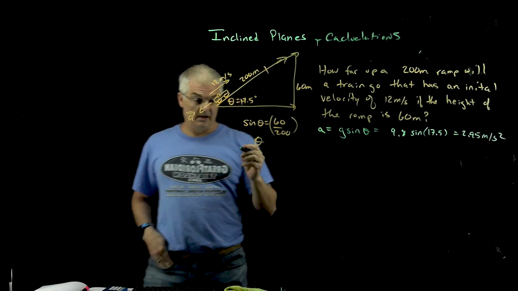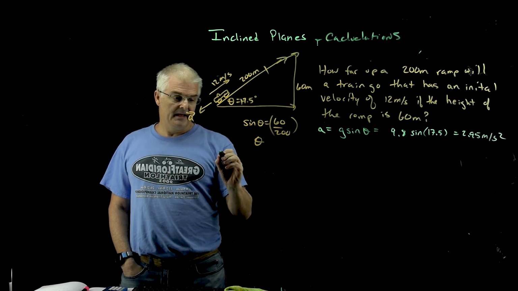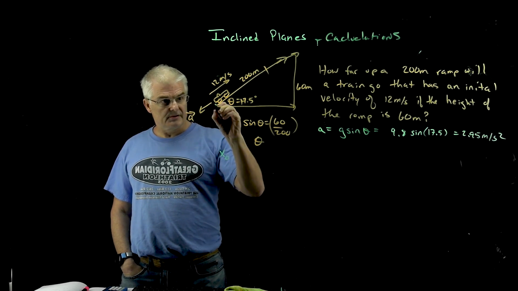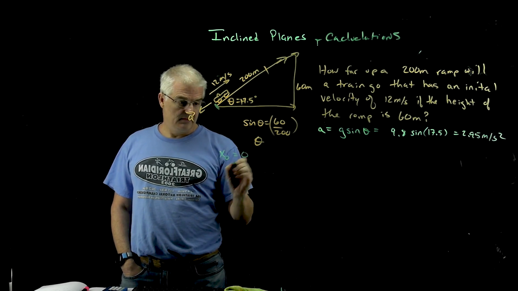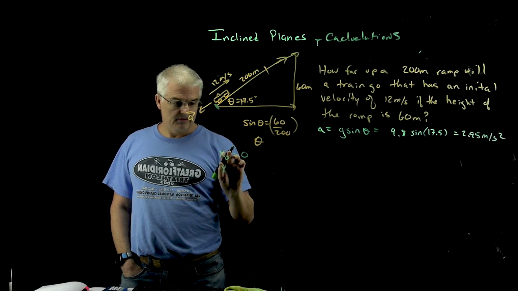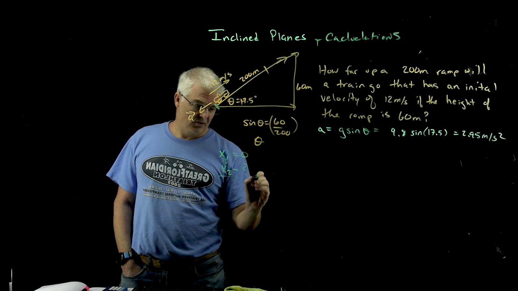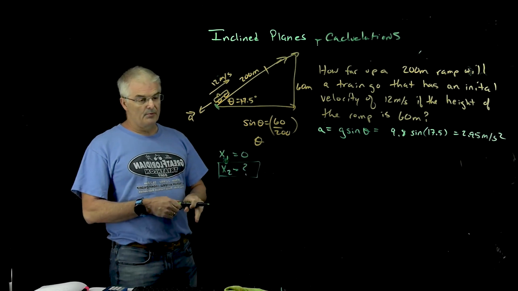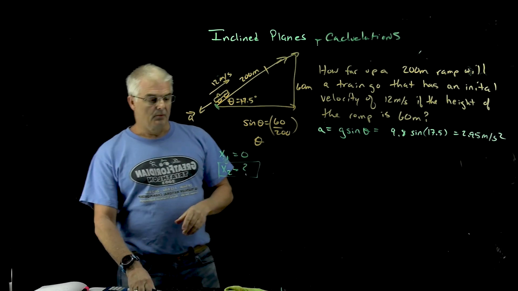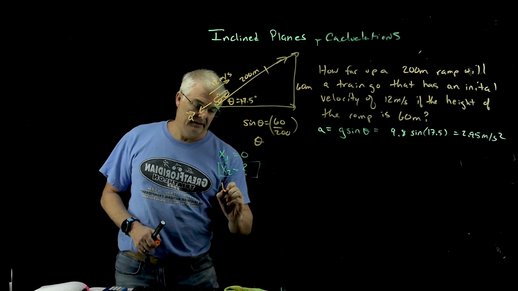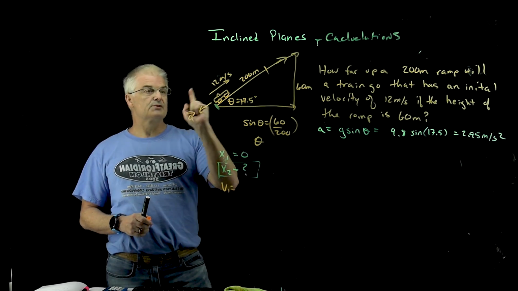So now what we have is a kinematics problem that we can just play the x and the y game. So we know x1 is 0. x2, we don't know. In fact, that's the question we're asking. How far up the ramp can you go, right? What else do we know? We know v1 equals 12.